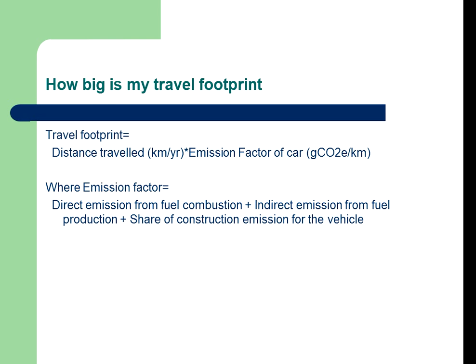How big is my travel footprint? There is a formula. Travel footprint is equal to distance traveled in kilometers per year multiplied by the emission factor of the car, in grams of carbon dioxide emission per kilometer. Emission factor is equal to direct emission from fuel combustion plus indirect emission from fuel production plus share of construction emission for the vehicle.